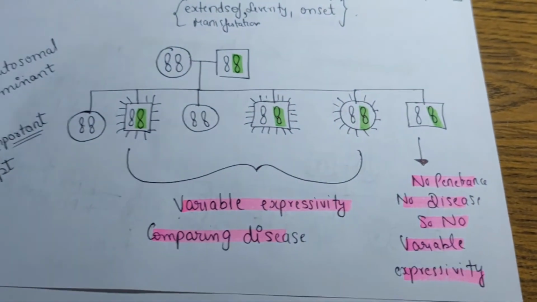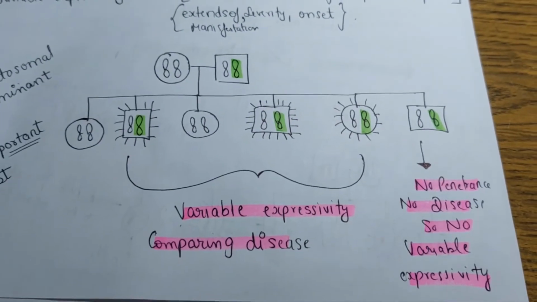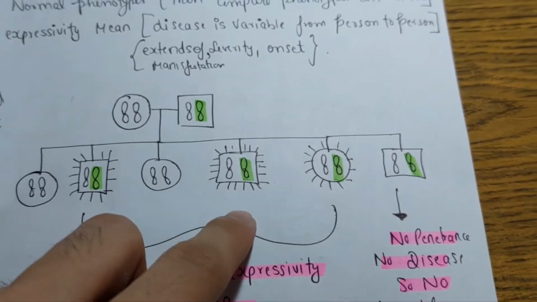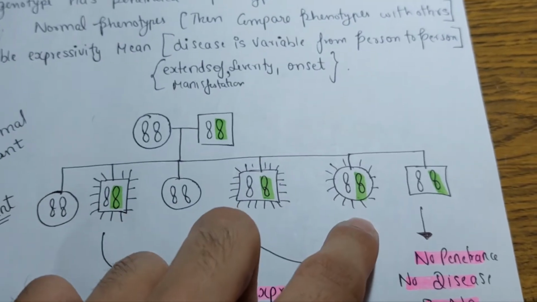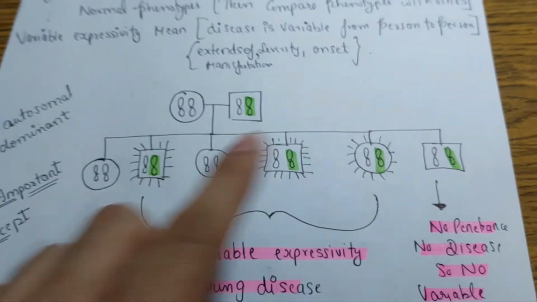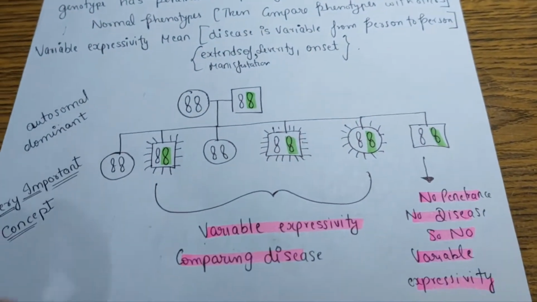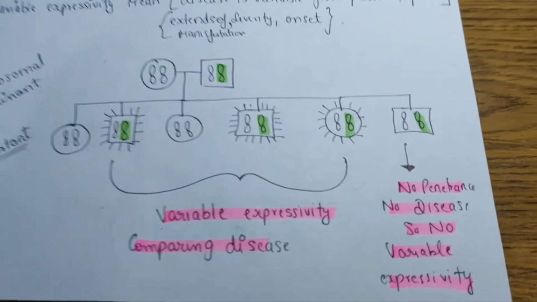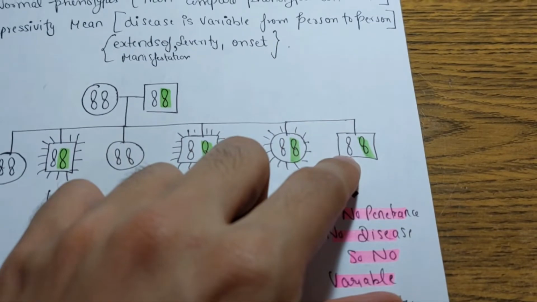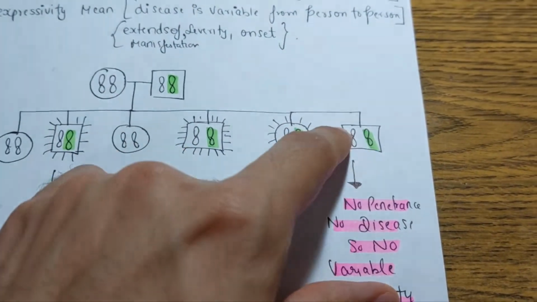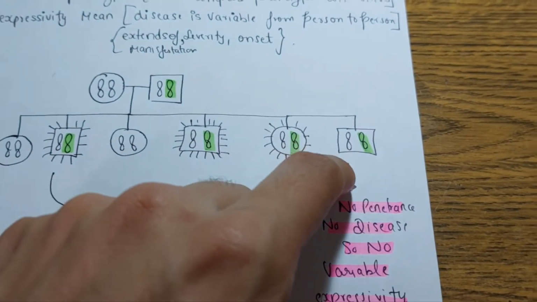Now when we talk about variable expressivity, we are going to talk about only those people who have an abnormal genotype as well as abnormal phenotype. We will not consider this person when we talk about variable expressivity. Why? Because this person has the abnormal genotype but does not have the abnormal phenotype, so he does not have the disease and there is no manifestation of disease.